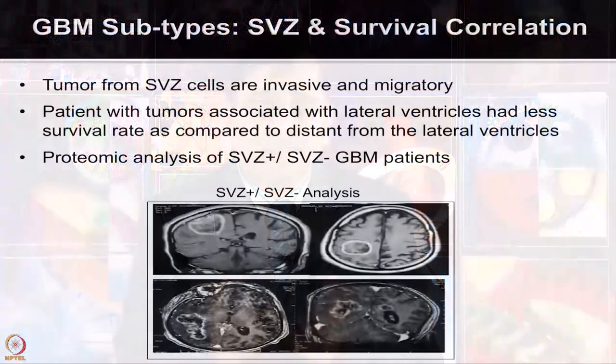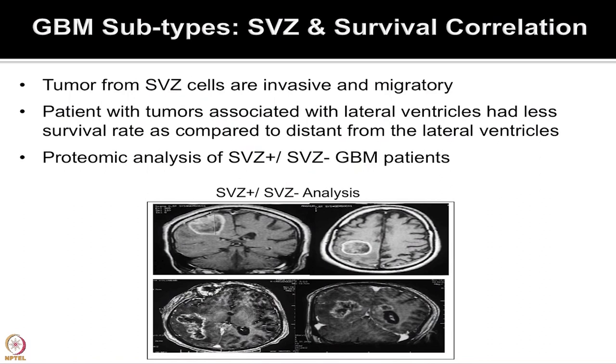They had some interesting observations based on the radiological images, and in this case, as you see on the slide, we have patients where the tumor is very close to the subventricular zone region, and those are known as SVZ positive, or the tumor is moving far apart from the SVZ region and those are known as SVZ negative.